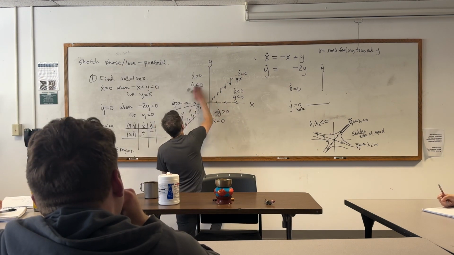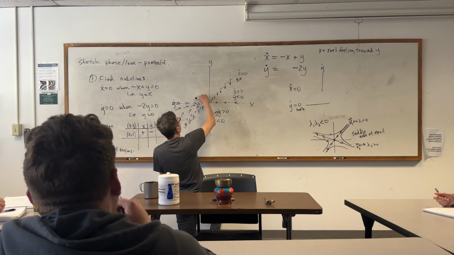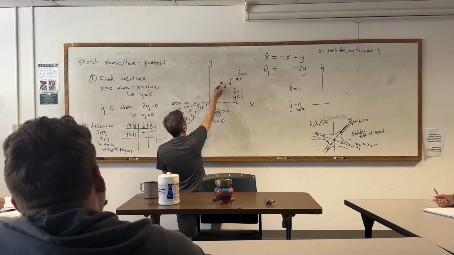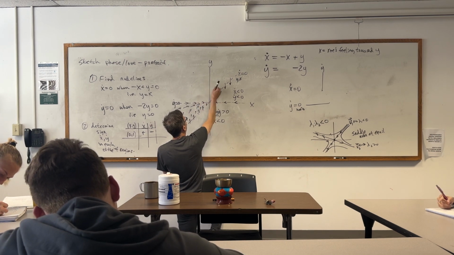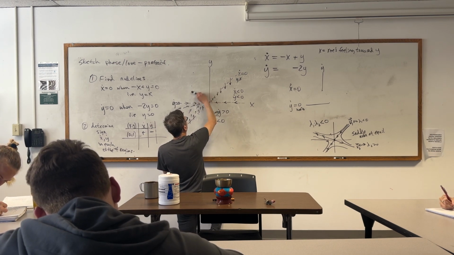So from here, try your luck at this wedge. That's a big piece of pie. What do the arrows look like in it?